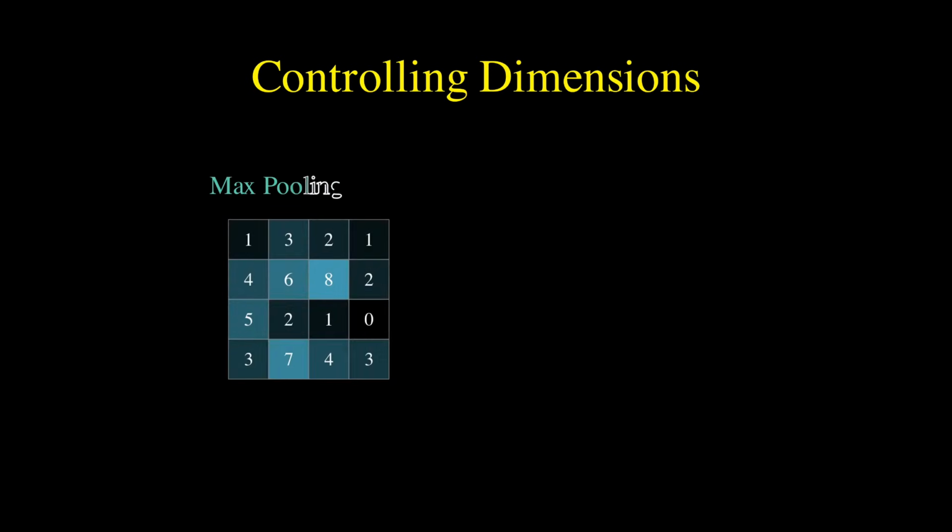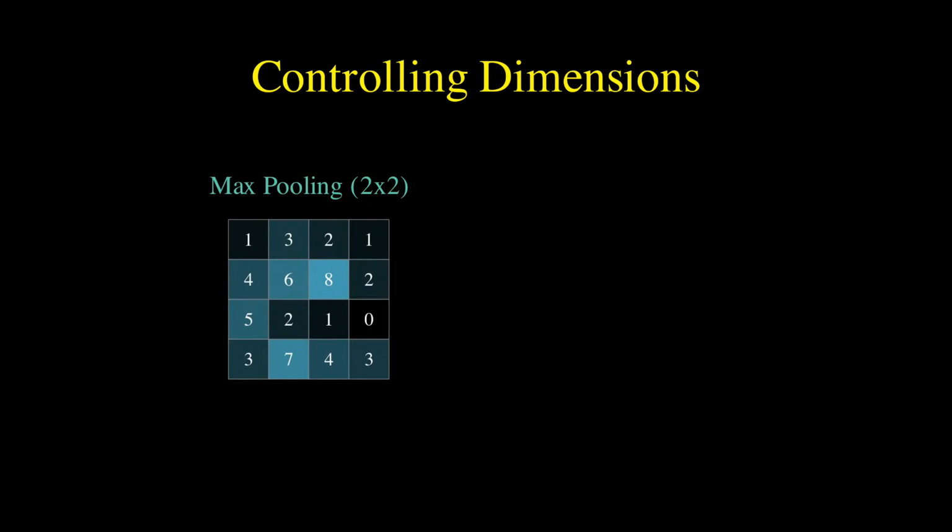Now, let's talk about how we actually control the size of each layer's output. We mentioned that the number of kernels determines C', the channel dimension, and the kernel size affects H' and W' through that simple formula. But in practice, there's another important operation: pooling. Specifically, max pooling.